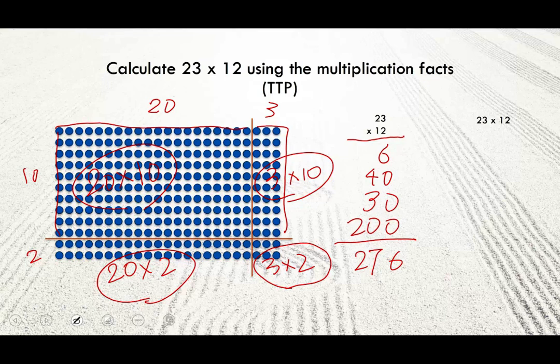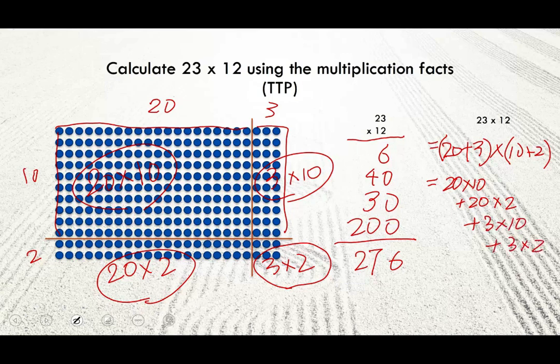If you write this more algebraically, you divide 23 into 20 plus 3, times 10 plus 2. So if you divide this way, it becomes 20 times 10 plus 20 times 2 plus 3 times 10 plus 3 times 2. Which is exactly the same idea as this part is this, this part is this, and this part is this.